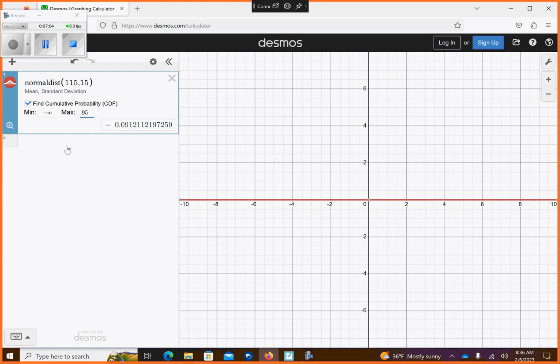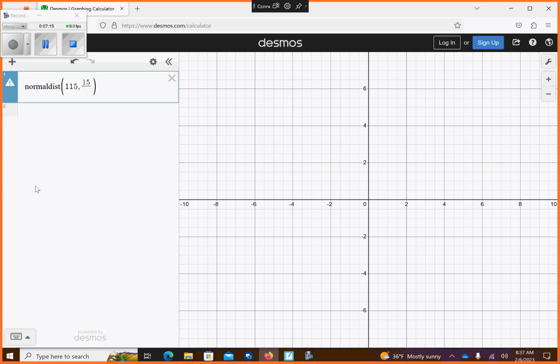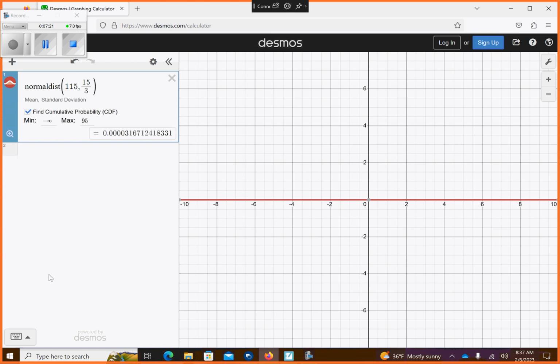Find the probability that a random sample of 9 films will show an average time greater than 120 minutes. Okay, so I'm going to just change my standard error. We're going to use the square root of 9, which is 3. And then we want to know how many of these 9 films have a showing time greater than 120 minutes.